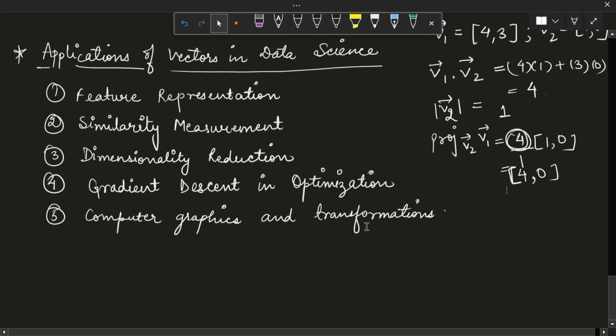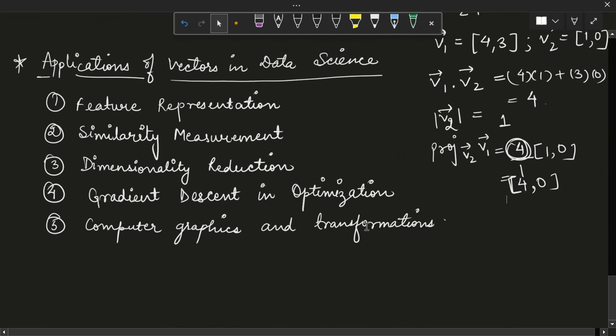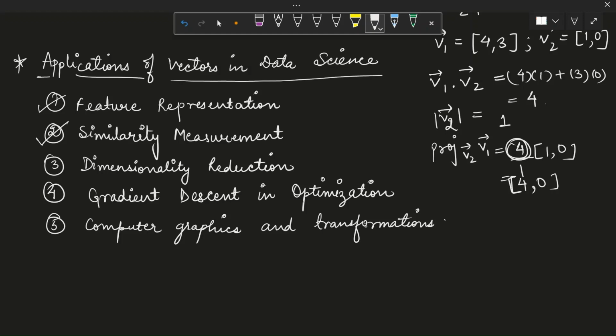Next come applications of vectors in data science, and this will be the last topic for this video. Firstly, it has application in feature representation, which means that features in datasets are represented as vectors. Then similarity measurement, which can be calculated using the dot product of the vectors. Dimensionality reduction, as we studied earlier, PCA relies on vector projections.